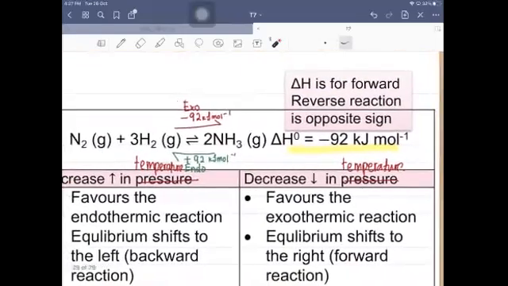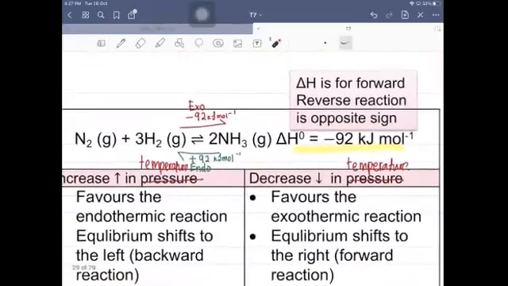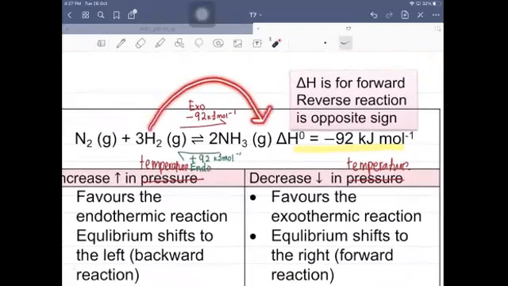Next, what happens if we decrease the temperature instead? If we decrease the temperature, Le Chatelier's principle says that we have to increase the temperature. We have to produce heat. We have to give out heat. And this is the characteristic of an exothermic reaction. What an exothermic reaction does is that it gives out heat. An exothermic reaction in this system is the forward reaction. So the forward reaction will be favored.